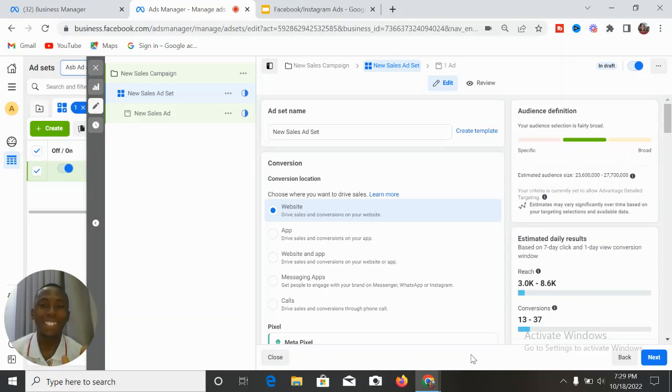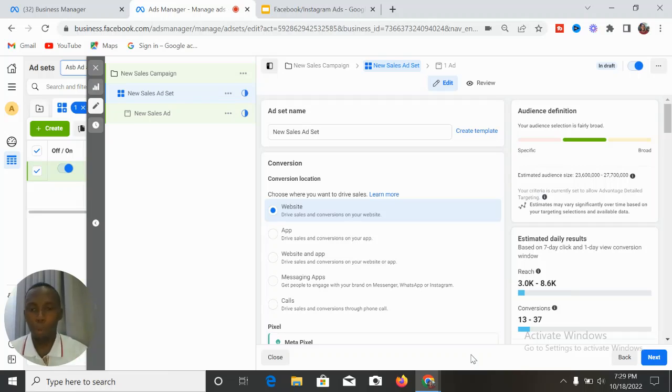So one of the first things that people do when they want to run adverts is that they simply come to the ads manager and they start setting up their advert. This is wrong. This is the very wrong way to set up adverts. Okay, now don't get me wrong, I'm going to explain why I'm saying it is not the right way.